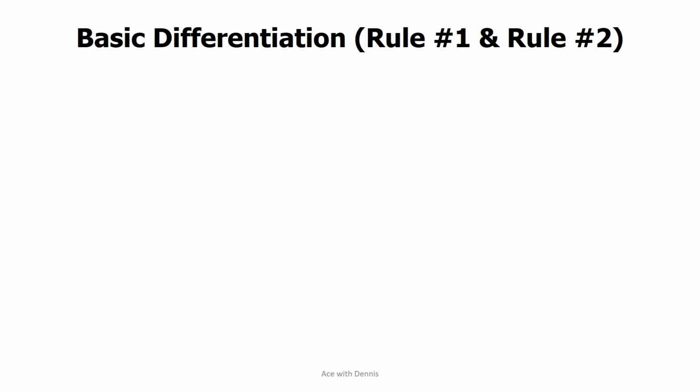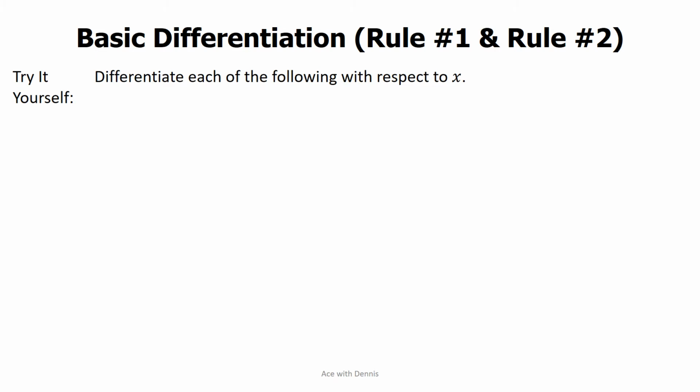Now it is your turn to try this example yourself. Differentiate each of the following with respect to x. A. 3x minus 5 over 2x squared. B. 12 over 3 minus 2x to the power of 3. You can pause the video and try to do it yourself.